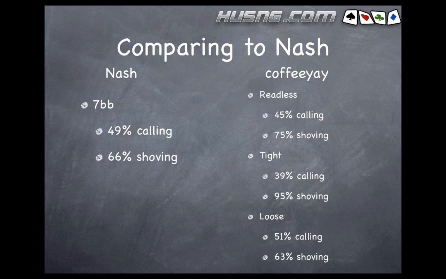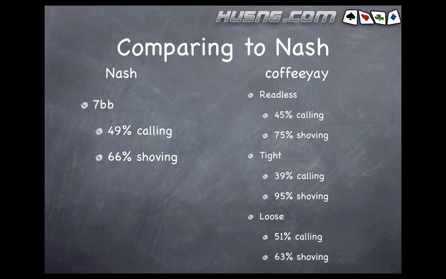So this is good. The fact that our maximally exploitive range is so far from equilibrium means that we're going to be doing very well, significantly better than if we were shoving Nash. But what about the loose range? The numbers are actually suspiciously similar to Nash. We find that it's a 51% calling range, only 2% different from the Nash calling range, and a 63% shoving range, so only 3% difference from the Nash shoving range.